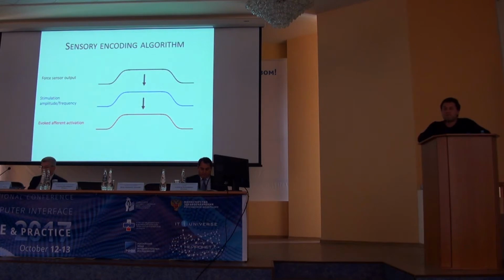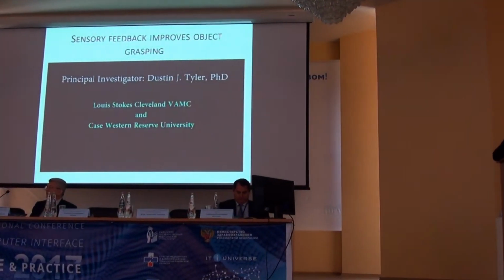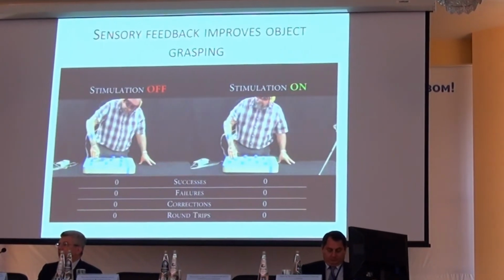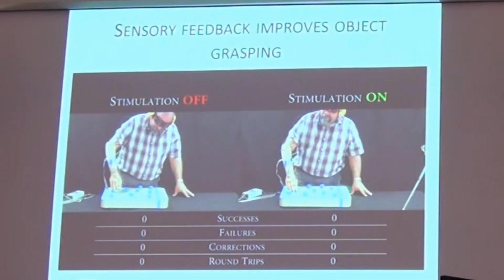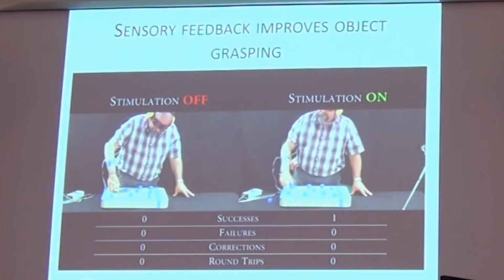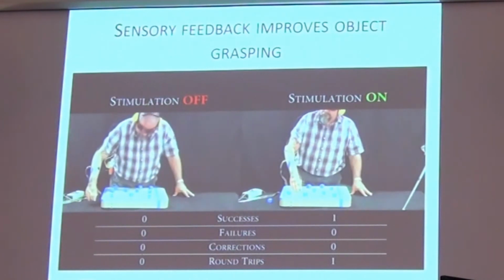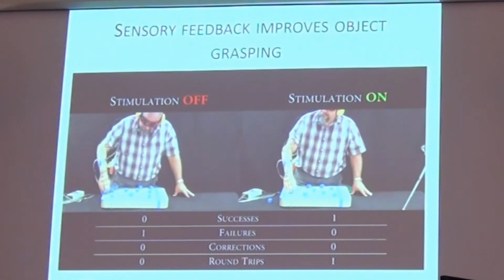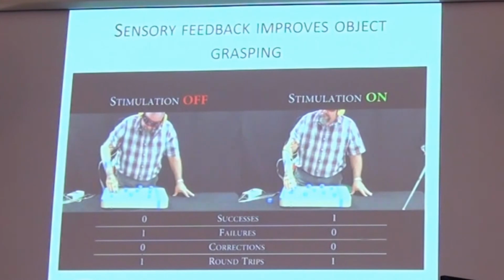And so this is what it allows you to do. So this is the work at Case Western, where you have this amputee who's controlling this hand here with stimulation and without stimulation. And he's blindfolded. Without stimulation, he can't feel anything, so he's terrible at this task. And with stimulation, he's much better.